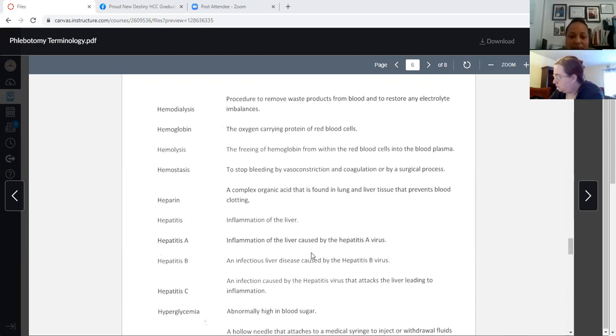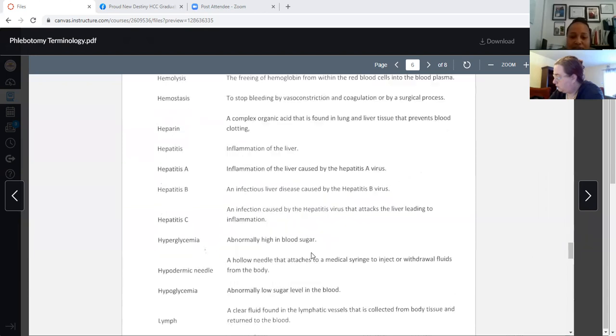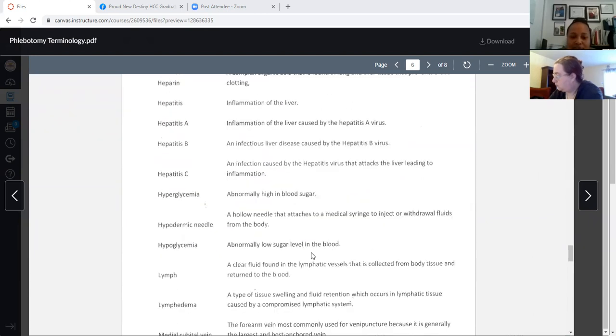Hyperglycemia, an abnormally high blood sugar level. Hypodermic needle, a hollow needle that attaches to a medical syringe to inject or withdraw fluids from the body. Hypoglycemia is abnormally low blood sugar level.